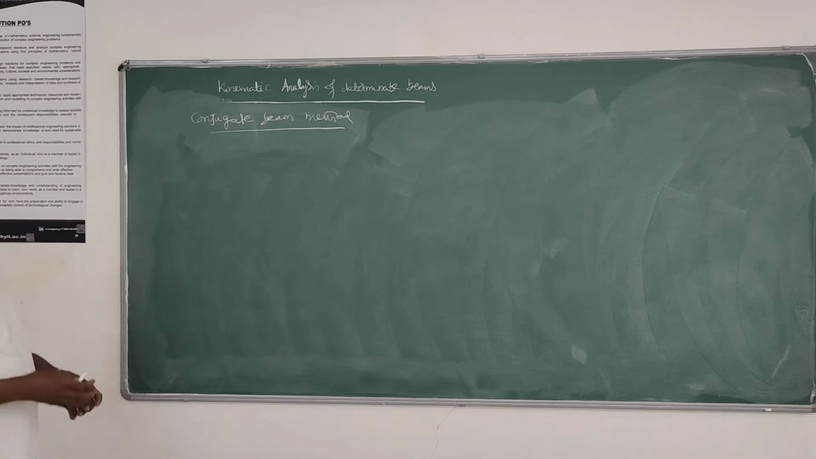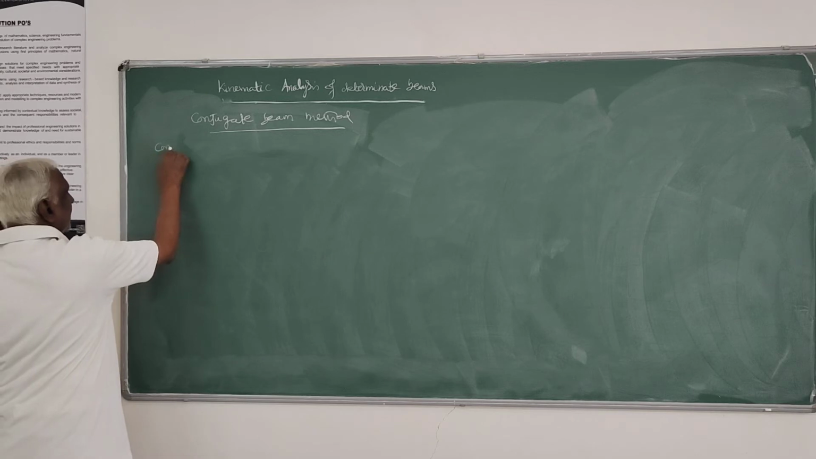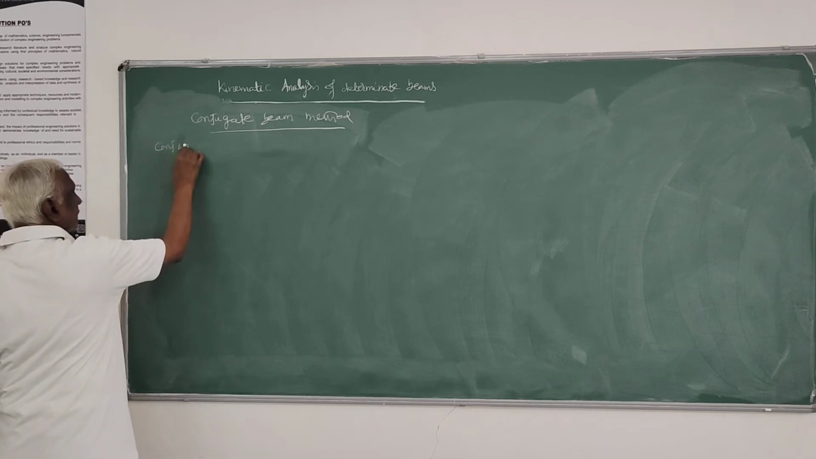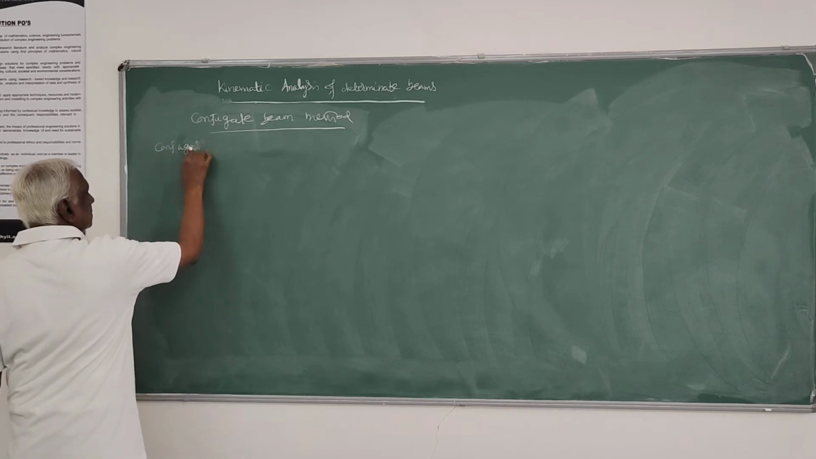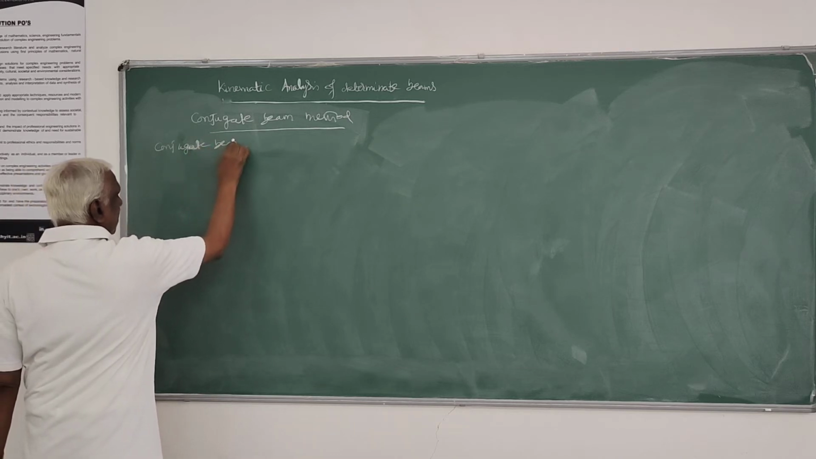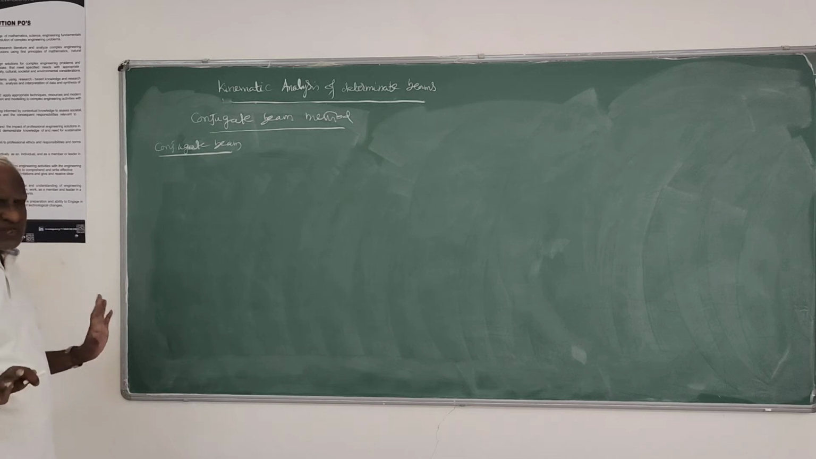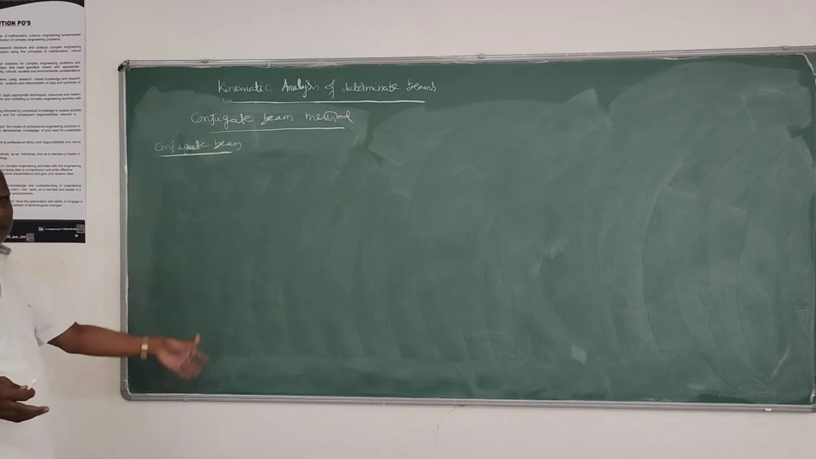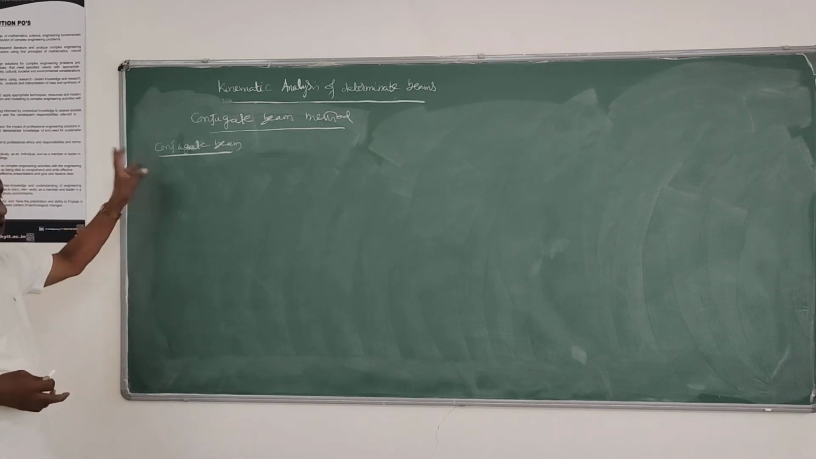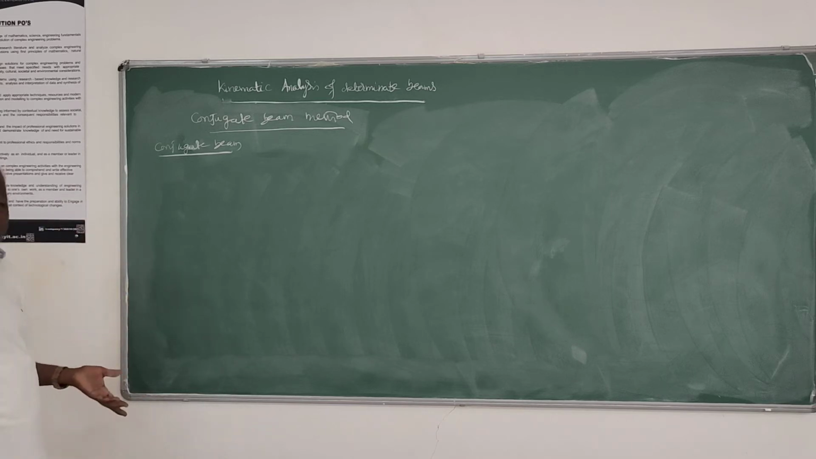Let us take up this conjugate beam method for evaluating slope and deflection in determinate beams. First, let us define what is this conjugate beam. What is meant by a conjugate beam? If you have understood that, then things will be very simple. This conjugate beam is nothing but an imaginary beam.